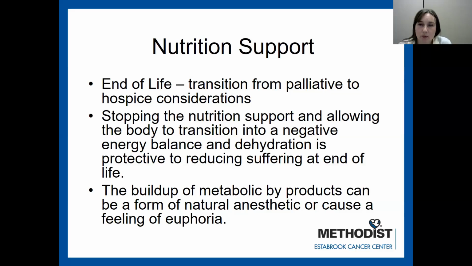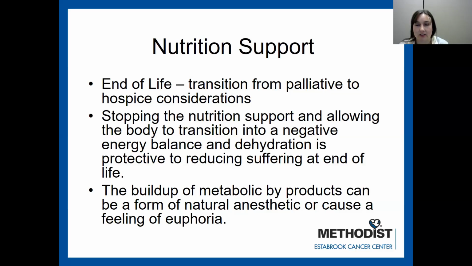So, nutrition support and end of life. This is a transition from palliative to hospice. Stopping nutrition and allowing the body to transition into a negative energy balance. And dehydration is actually protective at reducing suffering at end of life.